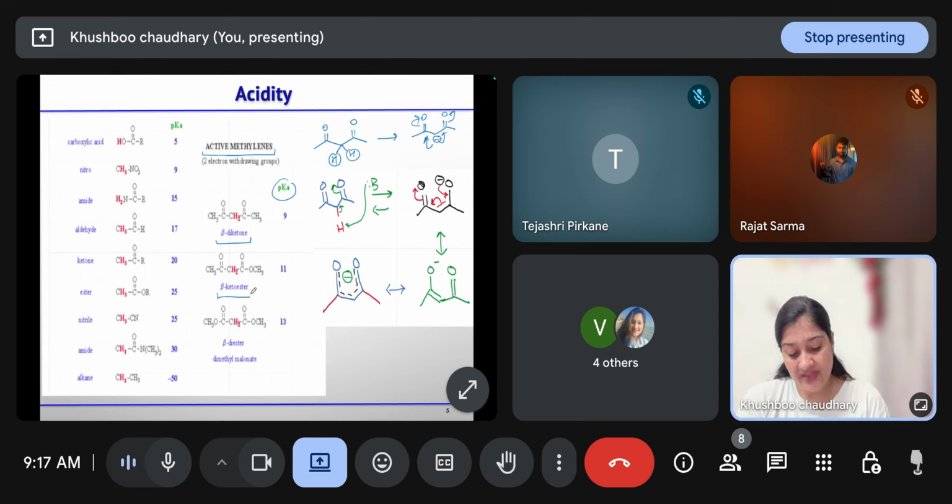Similarly, beta keto esters have a ketone on one side and an ester on the other, and beta diesters have ester groups on both sides. In those cases also, the active methylene compound is very acidic, that is, the CH2 protons are very acidic.